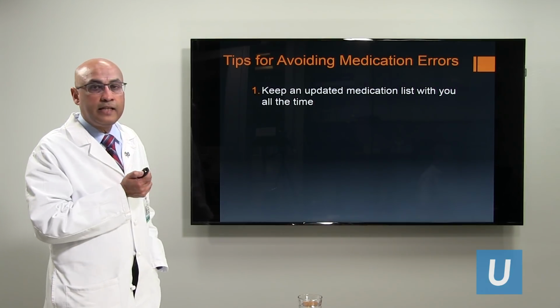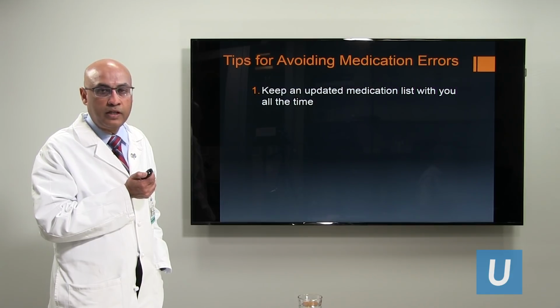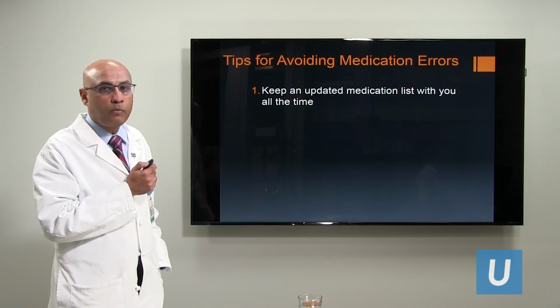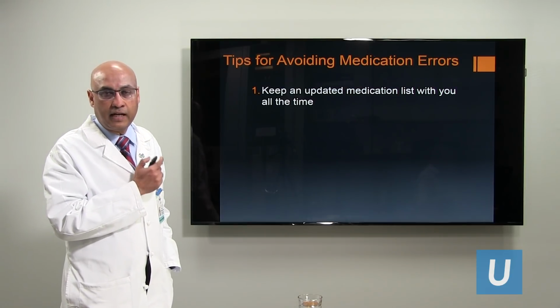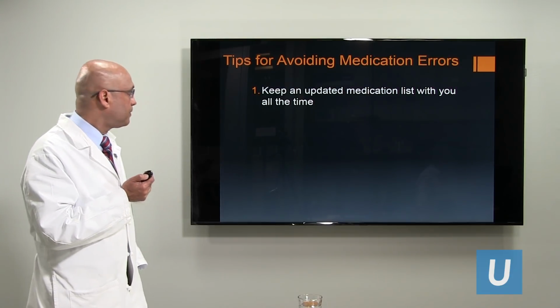The first one is keeping an updated medication list with you at all times. This is very important. You never know when you need them. It could be on your phone, it could be a paper, but whatever it is, you should always have it. And I'll be going over this in a bit more detail, what this list should include.